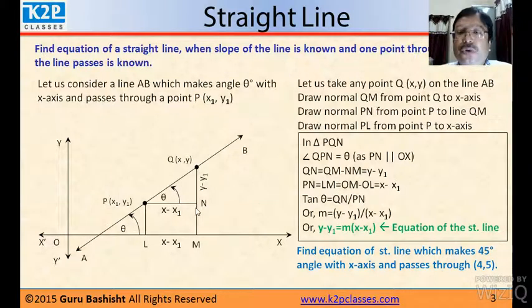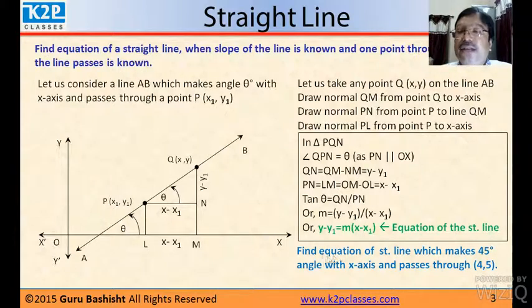Now QN will be y minus y1, because the whole thing is y, and this much is y1. Again, OM is x, OL is x1, so this will be x minus x1. Now tan theta is perpendicular by base, so tan theta, m, equal to y minus y1 by x minus x1. So if you simplify this, the equation will be y minus y1 equal to m times x minus x1.